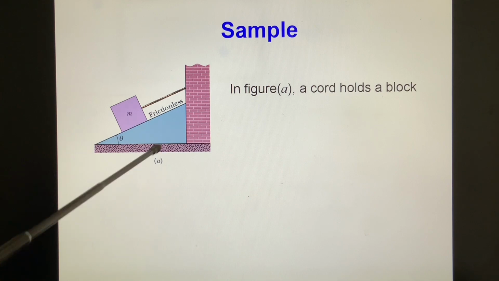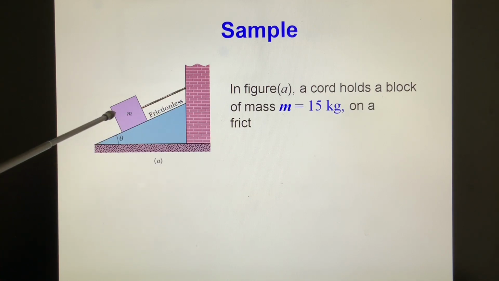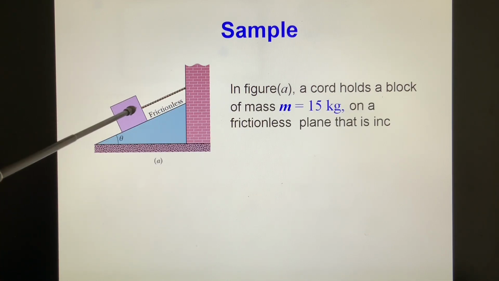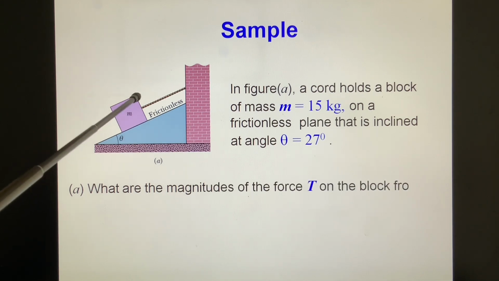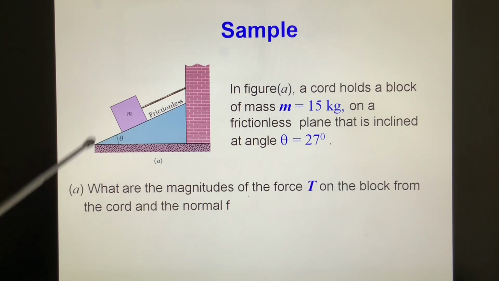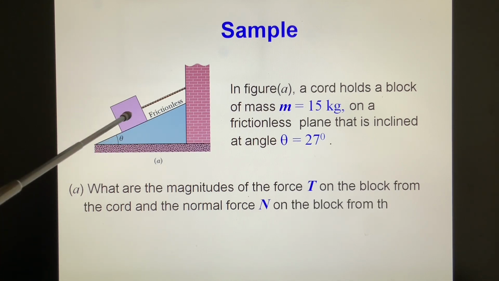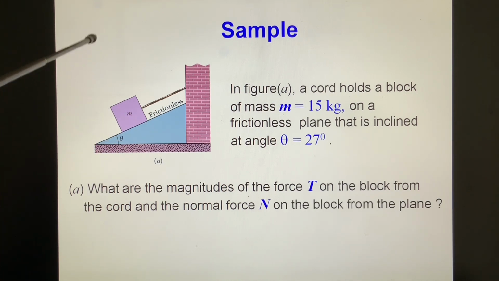In figure 8, a cord holds a block of mass m = 15 kilograms on a frictionless plane that is inclined at an angle theta = 27 degrees. Question A. What are the magnitude of the force T on the block from the cord and the normal force N on the block from the plane?